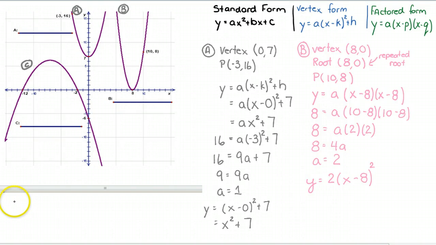Let's do the last one, shall we? We're going to do that one. We'll do that one in what color? Let's do it in green. So this is going to be c. We'll do it down here.